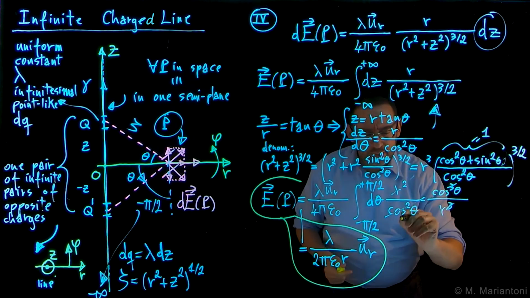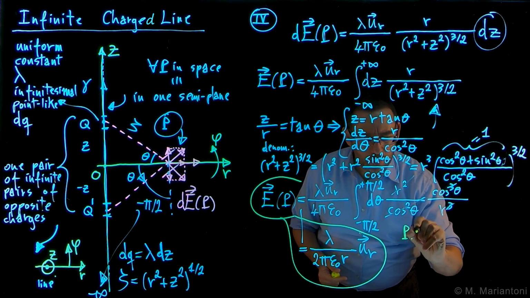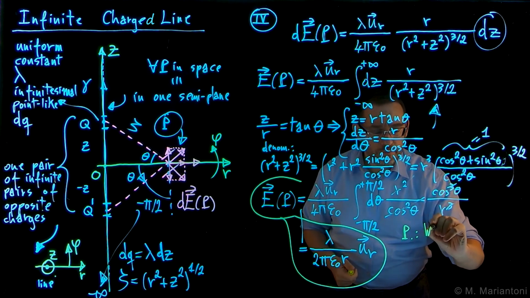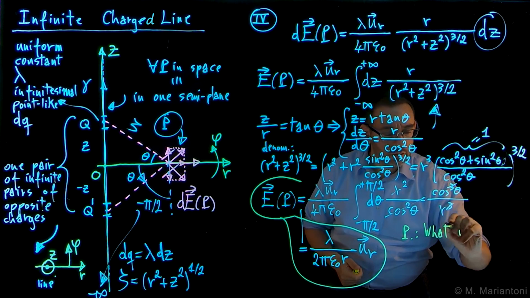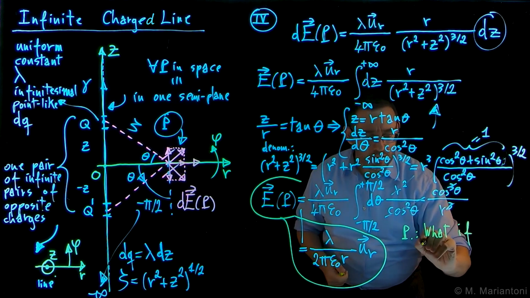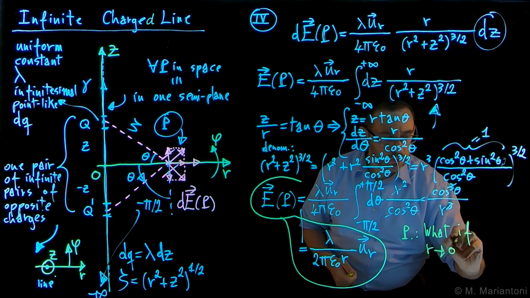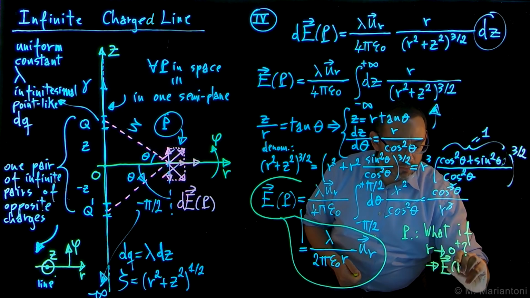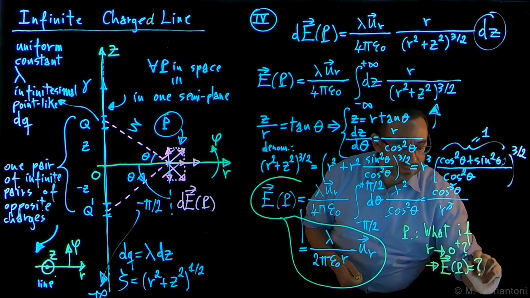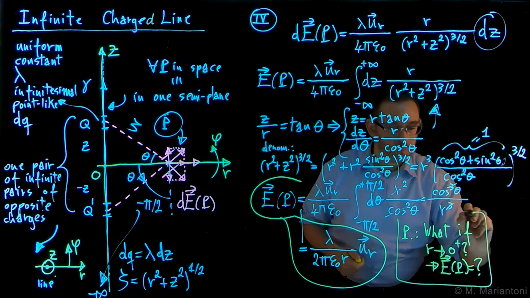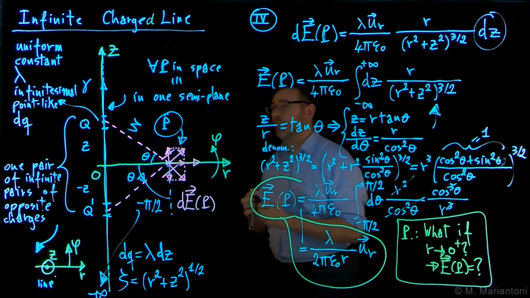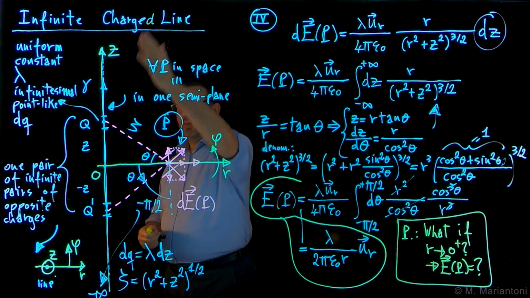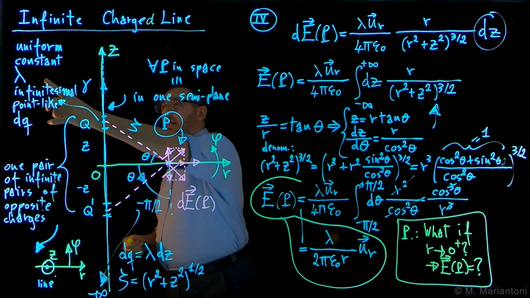What happens, discussing on Piazza, what if r goes to 0 plus? What happens in this case to E at point capital P? Please meditate about that.